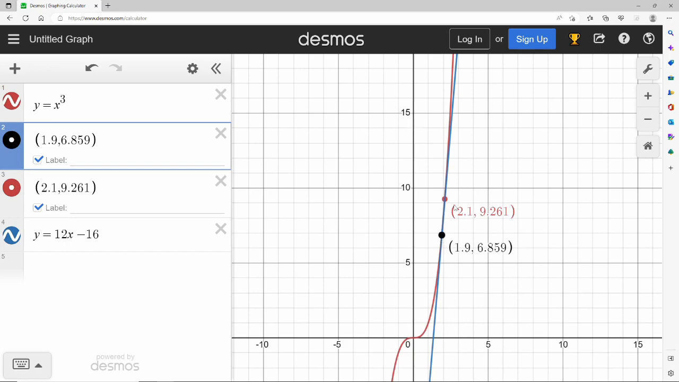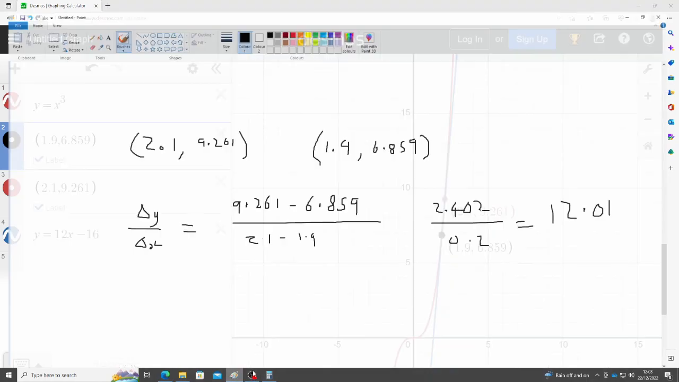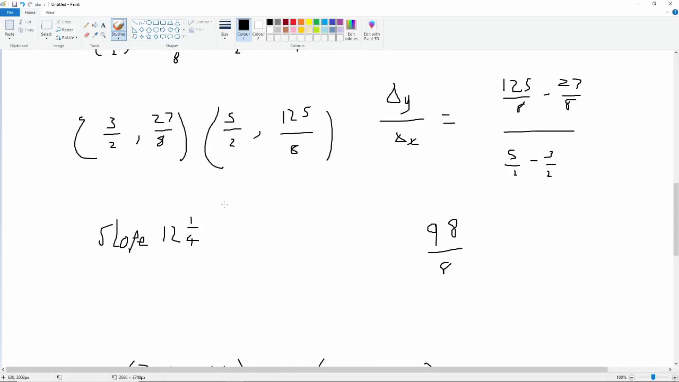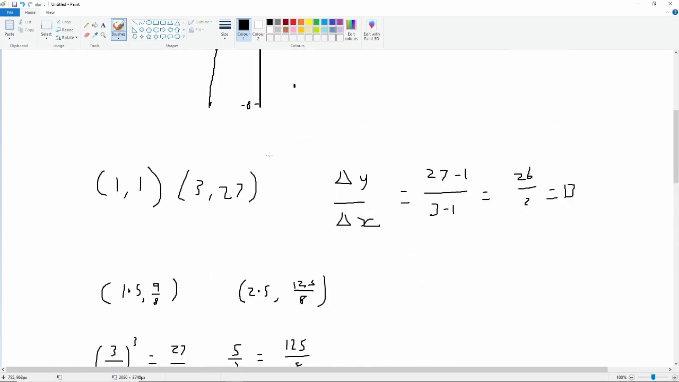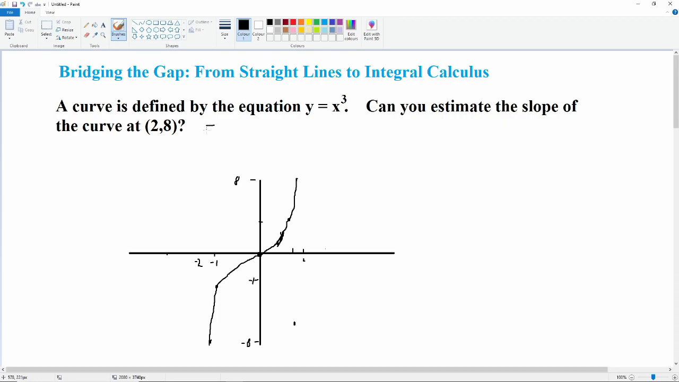So the closer these two points get, it looks to me like the closer our slope is to 12. So just by guessing and refining our guess, by making the points on the slope ever closer together, we're estimating that the slope at that point is 12. So the answer I'm giving is 12. And that's my estimation.